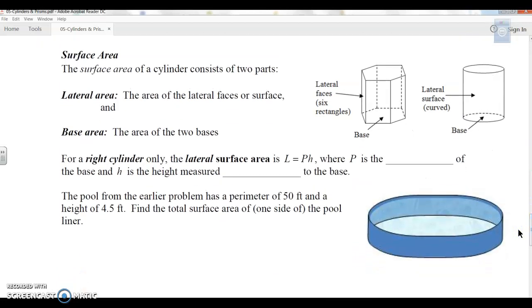All right, the surface area of a cylinder consists of two parts. There is the lateral area, which is the area of the lateral faces or base surface. All right, so basically the lateral faces would be the distance between the bases, those rectangles that are made, and the base area is the area of the bases. All right, just what it sounds like.